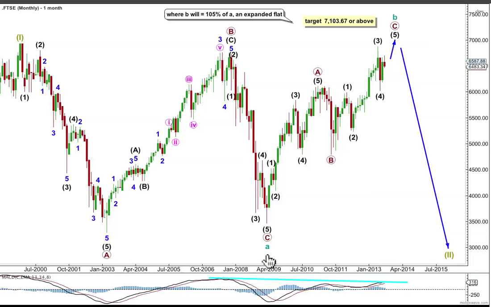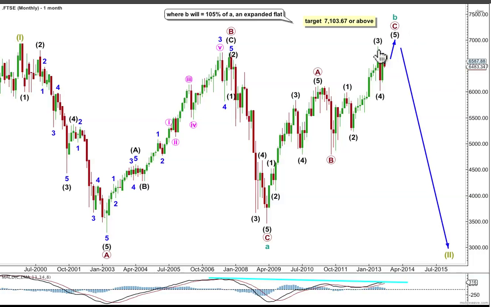Because cycle wave A is a 3 and cycle wave B is a 3, we're probably looking at a flat correction, and the most common type of flat is an expanded flat, where B reaches 105% the length of A, and that's achieved at 7103.67 for the FTSE. When that's done, I'll be looking out for a really strong trend change and the start of a cycle degree wave C to the downside.